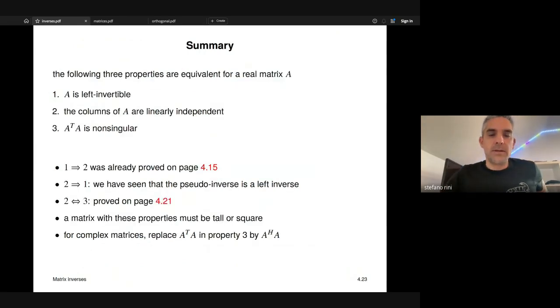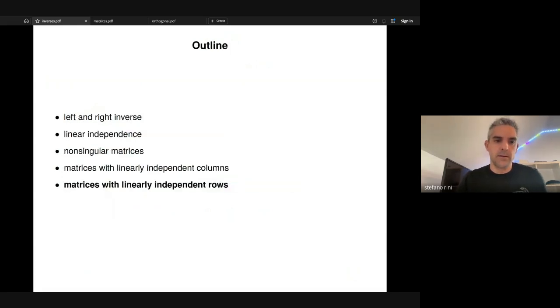Okay, so the following three properties are equivalent for a real matrix A. A is left invertible. The columns of A are linearly independent. A transpose A is non-singular. And this is, again, something we can prove, but you'll believe me for now. Matrices with linearly independent rows.